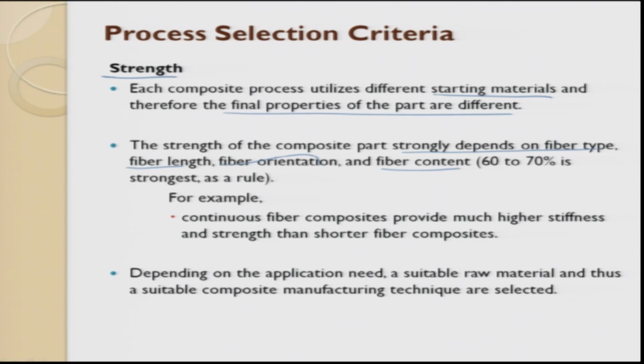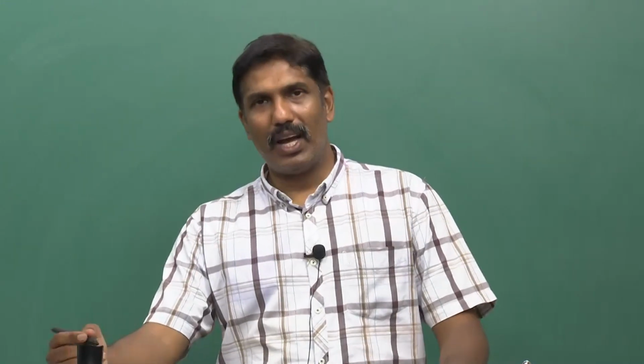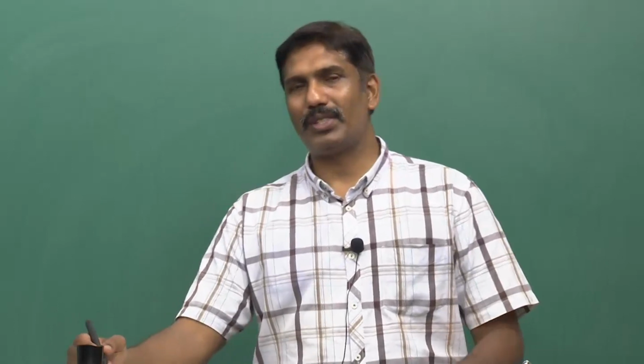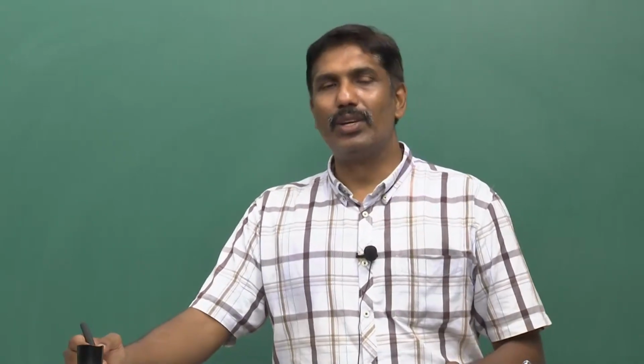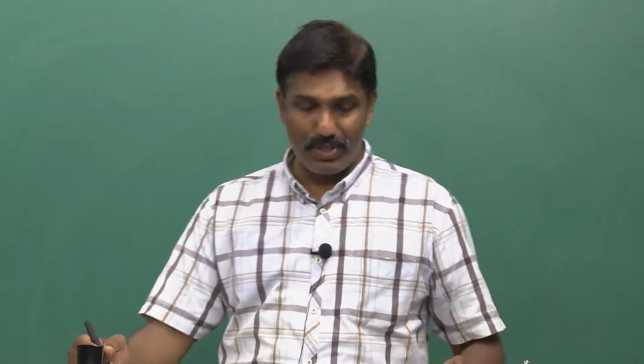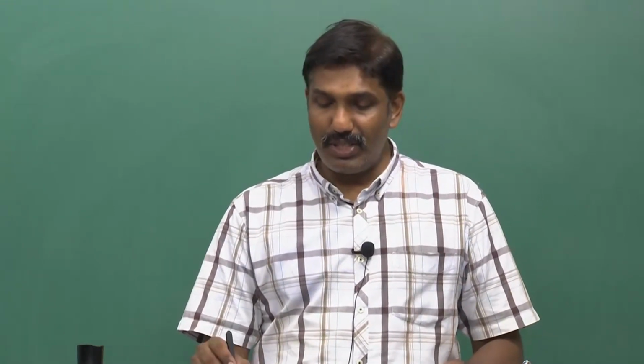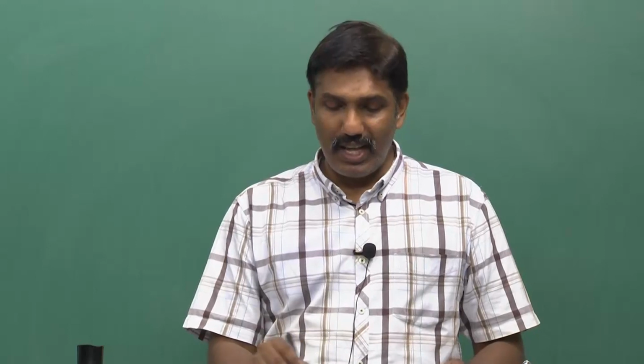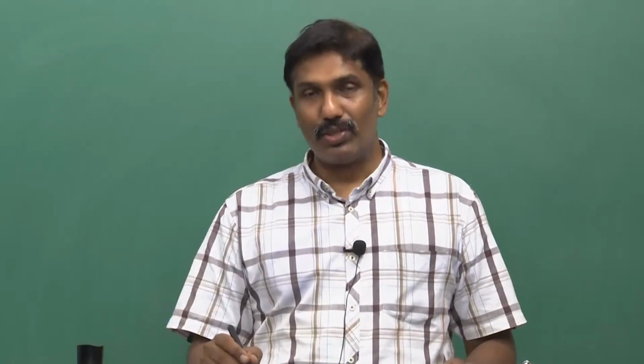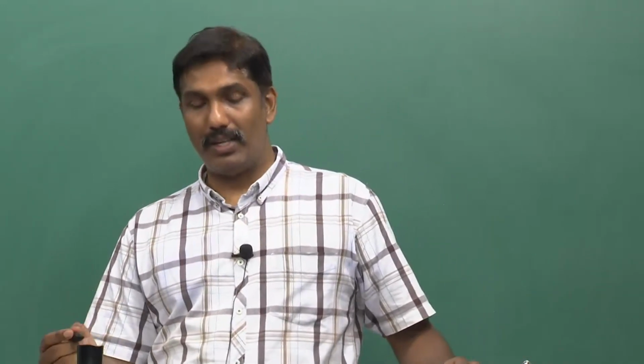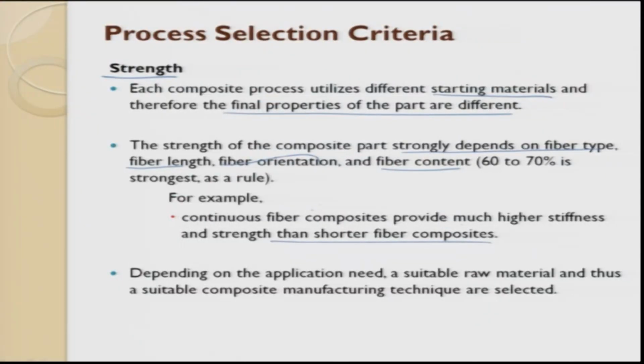In hand layup we say typically 30-40%, and when you go for an automatic process in which it is machine laid, you can think of going up to 60 to 70%. The continuous fiber composite provides much higher stiffness and strength than a short fiber composite. So, you can take a unidirectional; this continuous fiber is nothing but a unidirectional mat, then this is a chopped strand mat.